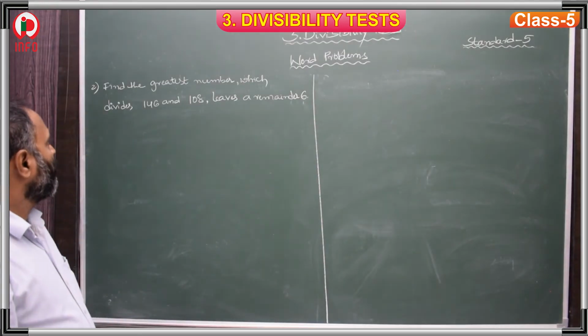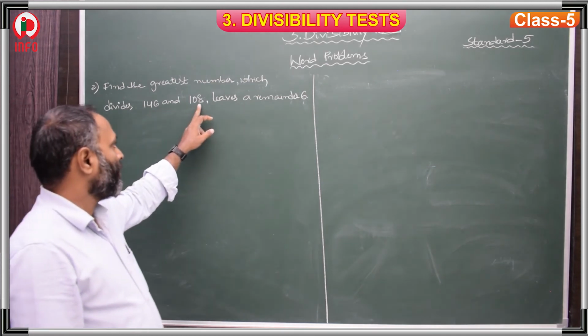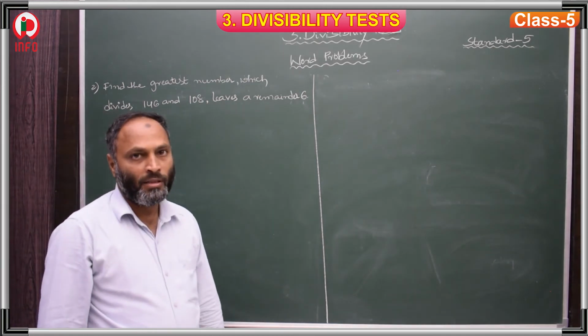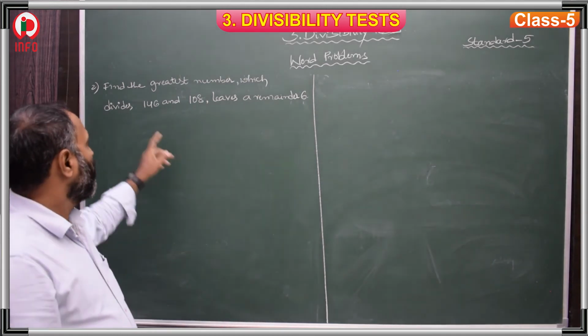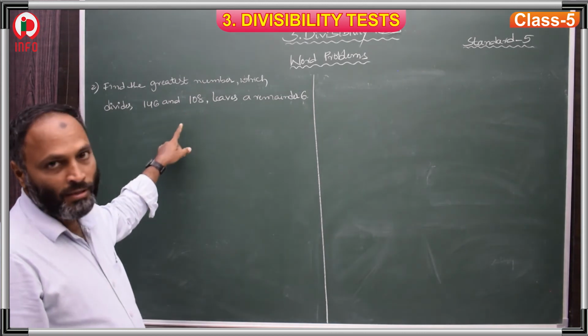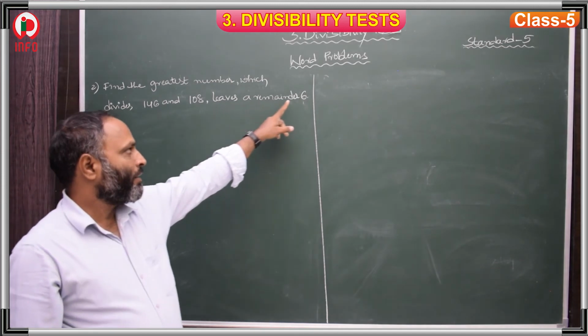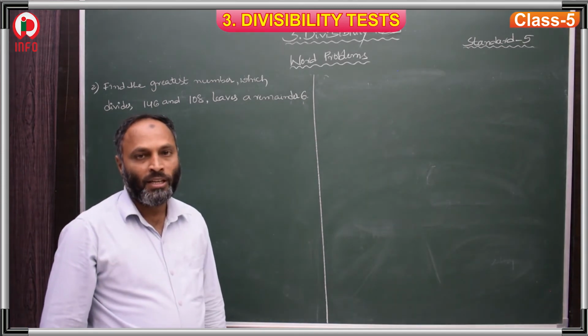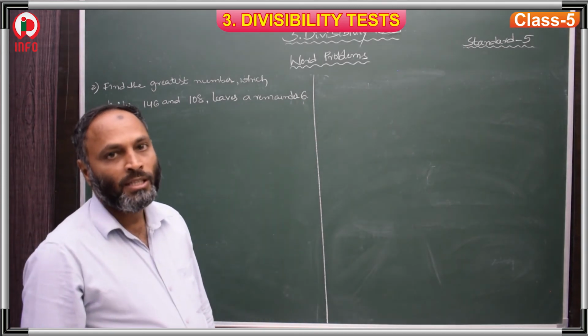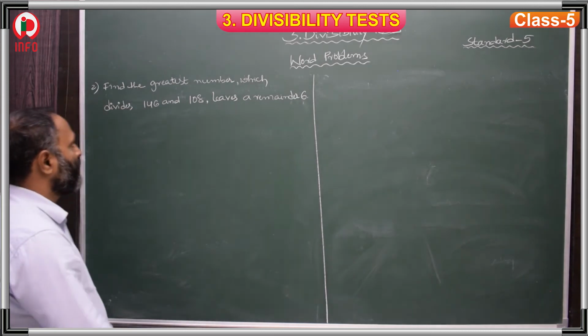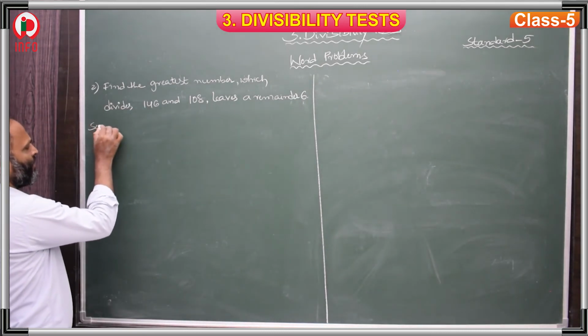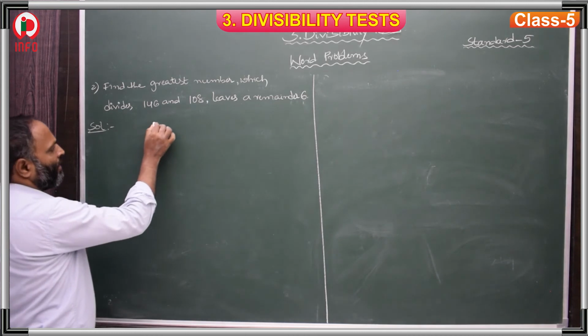Find the greatest number which divides 146 and 108 and leaves remainder 6. First we have to find the greatest number, meaning we have to find the GCD. After finding the GCD, here a remainder is given. Whatever remainder is given, we have to add it to the GCD. First you find the GCD of 146 and 108.